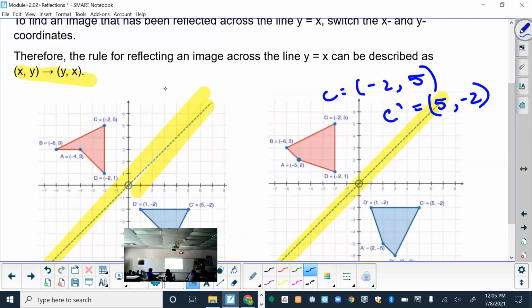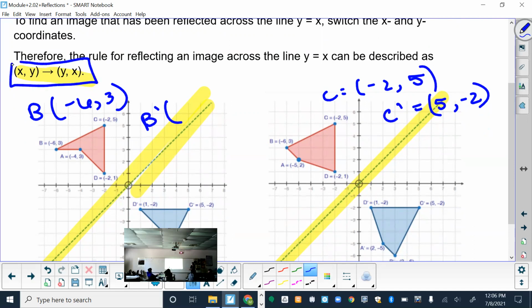So if we're looking at B prime, or the original B for this one, it's (-6, 3), then what would B prime be? Following this rule. (3, -6). Right? So next one.